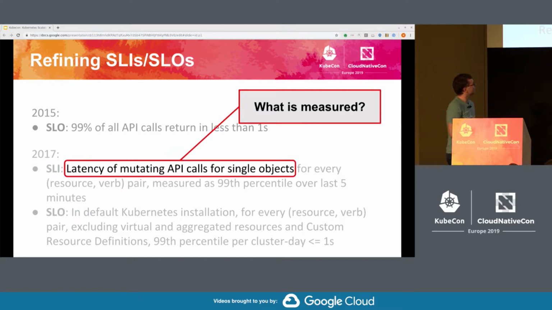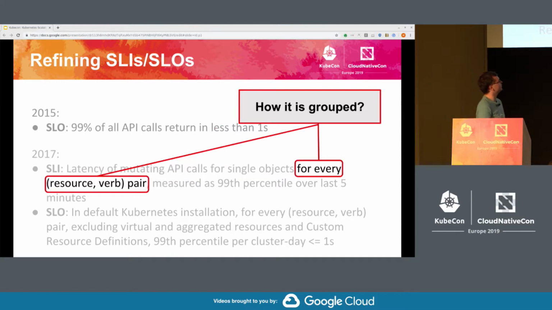First of all, we explicitly say what is being measured. In this case, it's the latency of mutating API calls for single objects. In the exact definition of the SLO on our page with SLOs, mutating is also defined: it's POST, PUT, PATCH, DELETE. I guess I missed something. But anyway, we are explicitly saying what exactly we will be measuring. There's also a sibling SLI with SLO for read-only API calls, but the purpose of this talk is not to familiarize you with all the SLIs and SLOs, but to give you an idea of how you should be doing that in the future, either for Kubernetes or for any other system.